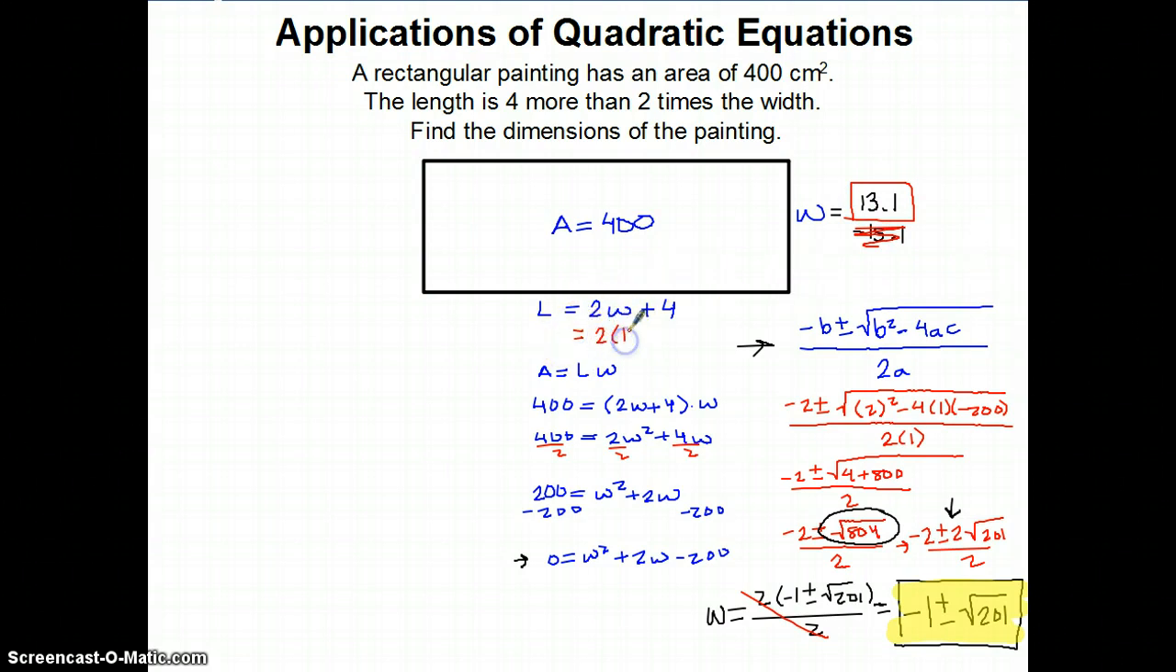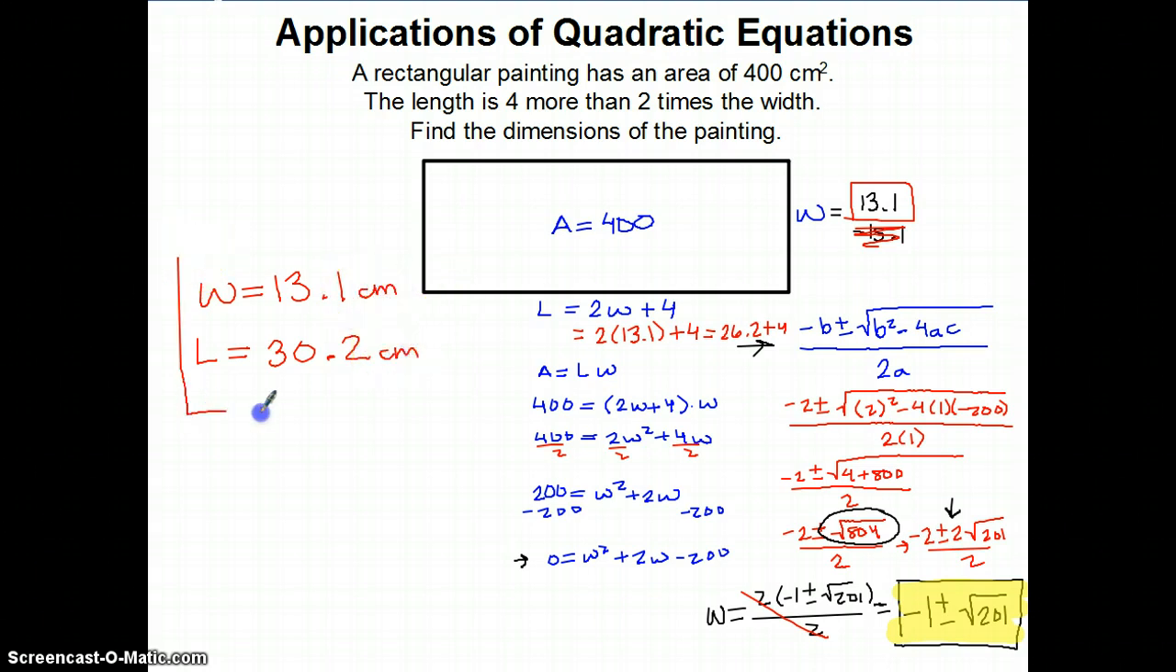So 2 times 13.1 plus 4. 2 times 13.1 is 26.2 plus 4. So I have the width, which is 13.1, and the length, which is going to be 30.2, and our dimensions are centimeters. Since we have found the length and width as asked, we are done.